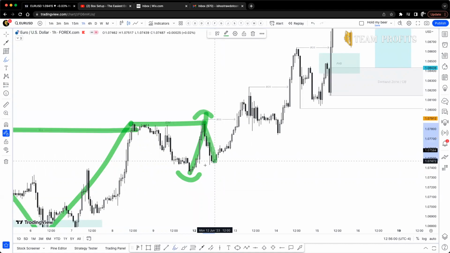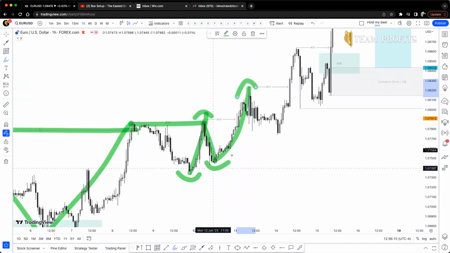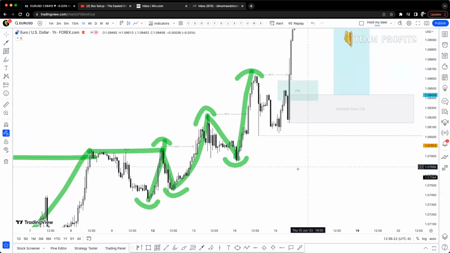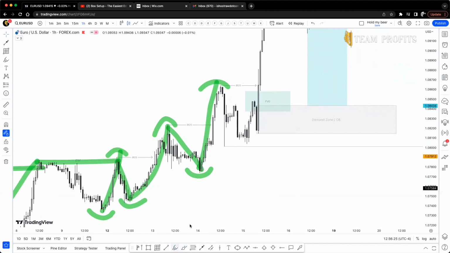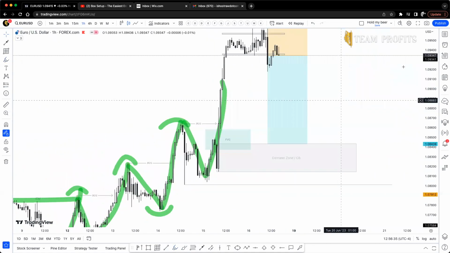Price pulls back, respects this low, breaks. You have another higher low created. Price has a weak high and a strong low. Price pulls back, respects this low, now breaks again. Right? Now we do have a strong low, weak high. Price now is pulling back. Oh, hold on. Price pulls back and breaks again, and so on. This is very much what we are having.